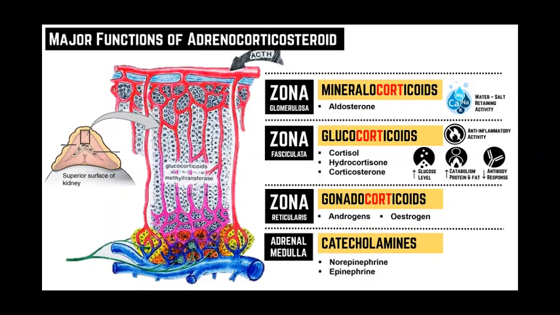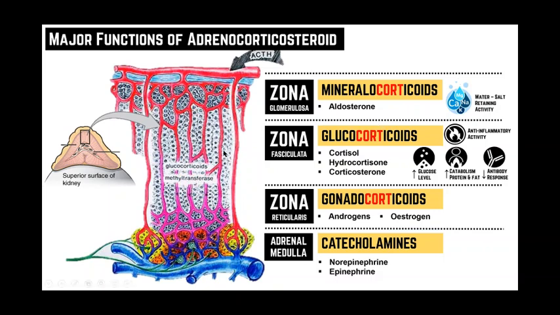Let's talk about the major functions of the adrenocorticosteroids found in the adrenal cortex. The outer layer of the adrenal cortex, the zona glomerulosa, will produce aldosterone, which is a natural mineralocorticoid. Aldosterone plays an important role in retaining water and sodium ions in our body. In return, it will excrete potassium ions through the urine.